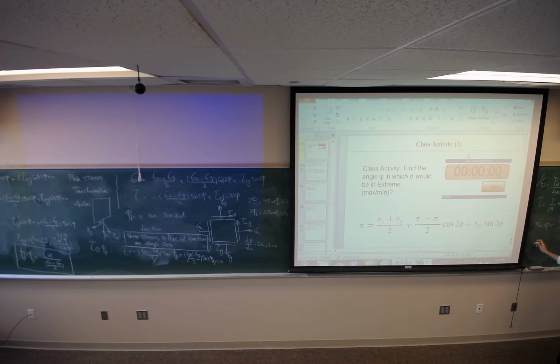So it's going to be sigma equals sigma x plus sigma y divided by 2 plus sigma x minus sigma y divided by 2 cosine of 2 phi plus tau xy sine of 2 phi. We are going to have this tau xy divided by sigma x minus sigma y divided by 2 cosine of 2 phi. So this times this is going to be a square. We still have cosine of 2 phi. It's going to be principal.